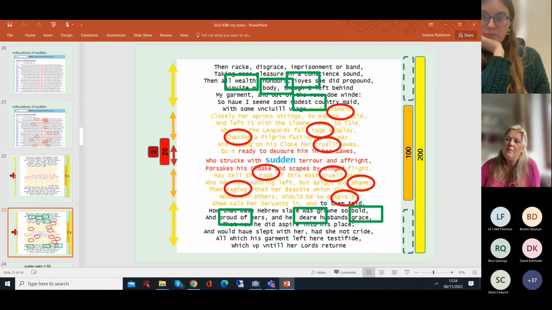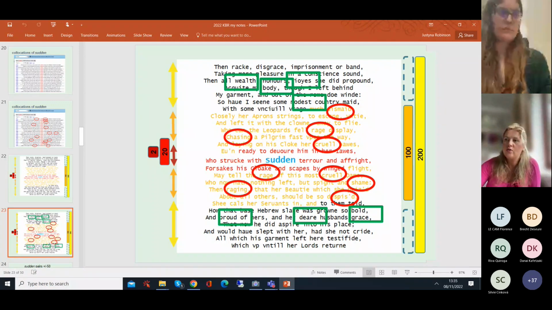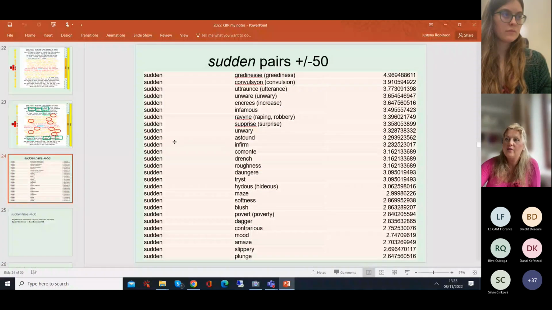Okay, so I would want to now use the Linguistic DNA processor to see if the word "sudden" is surrounded by negative prosody in windows that are smaller, and then with positive prosody in the windows that are a bit larger. So I want to show you what we found when we look at pairs. So, pairs for "sudden" in the window of plus minus 50 words. So it is the smaller window.